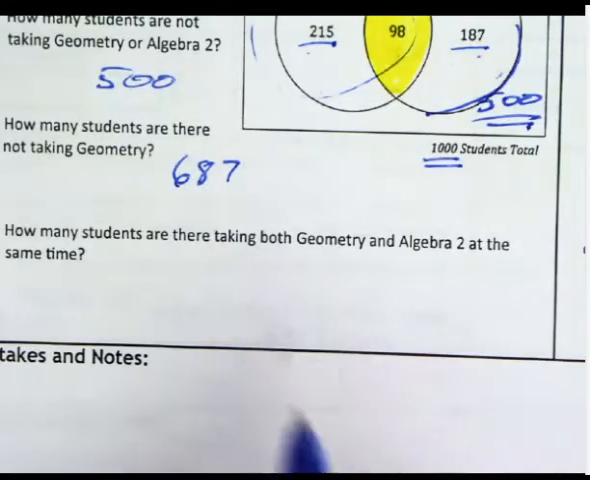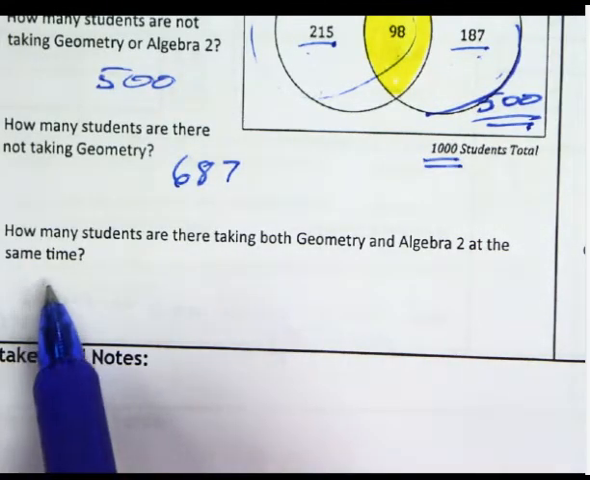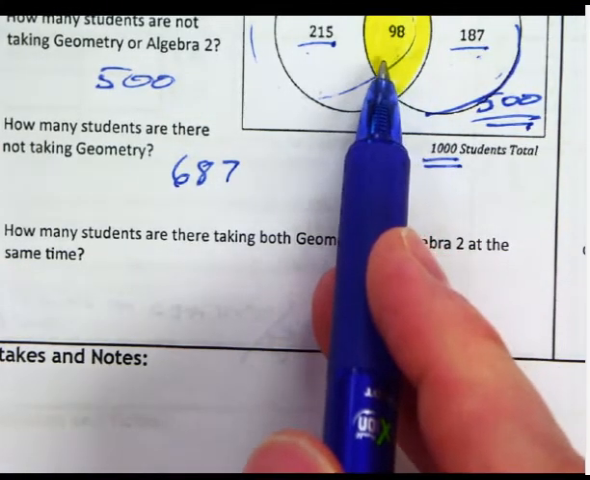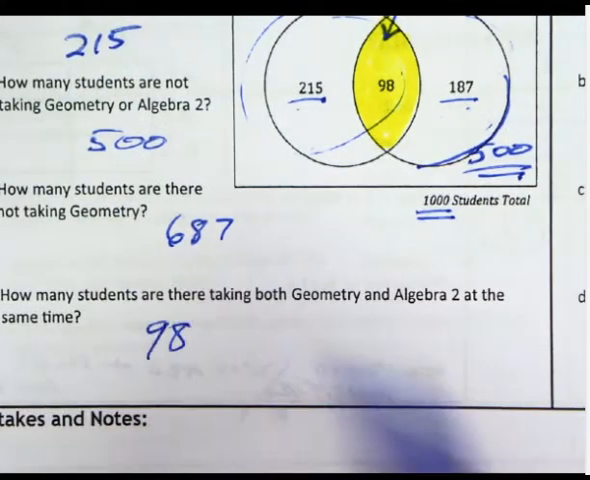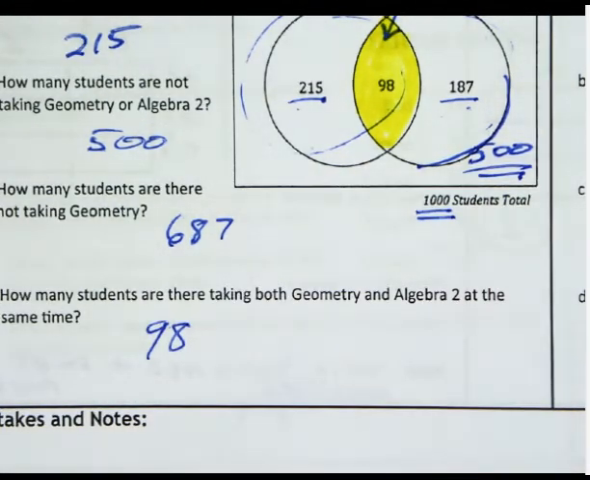How many students are taking both geometry and algebra 2 at the same time? And we know that being the overlapping region, that 98 is the magic number there. So you're looking at overlaps for "ands," you're taking everything for an "or."